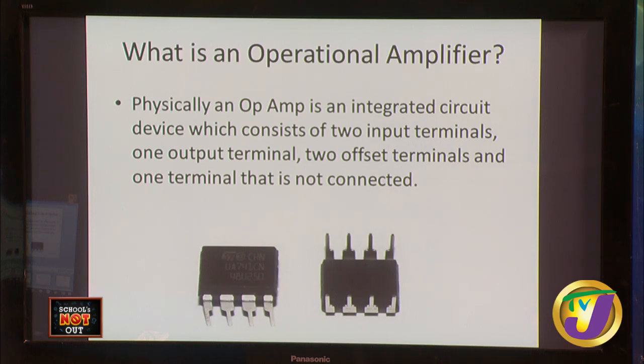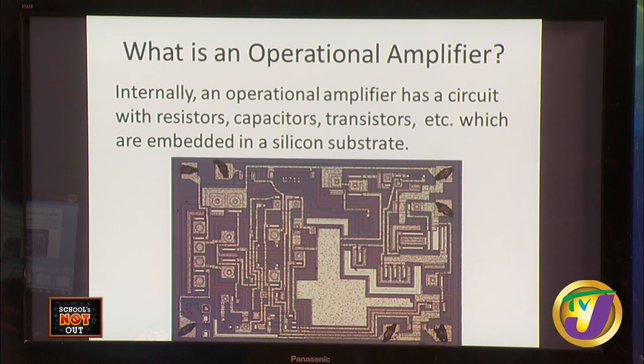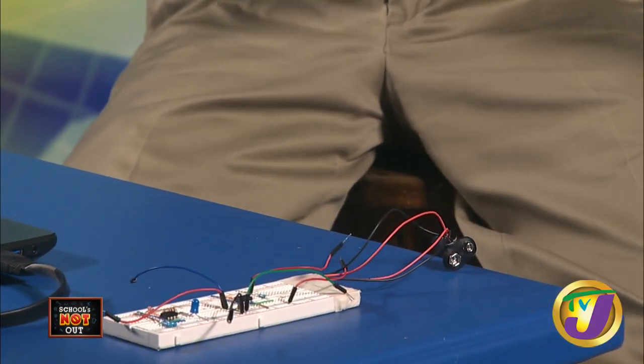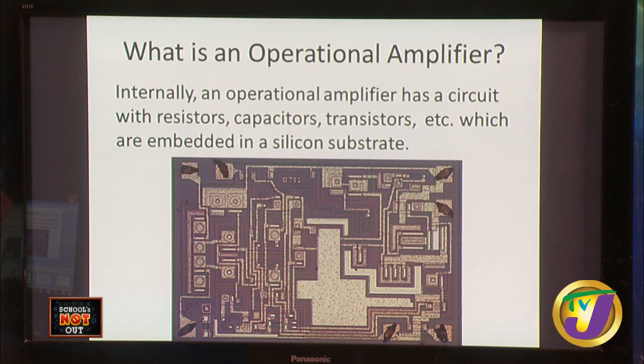Internally, the operational amplifier has a circuit with a myriad of various electronic components: resistors, capacitors, transistors, and so on, which are embedded in a silicon substrate. For instance, here we have a resistor, and these are resistors and so on. But within the operational amplifier, all of these things are embedded in a silicon substrate.